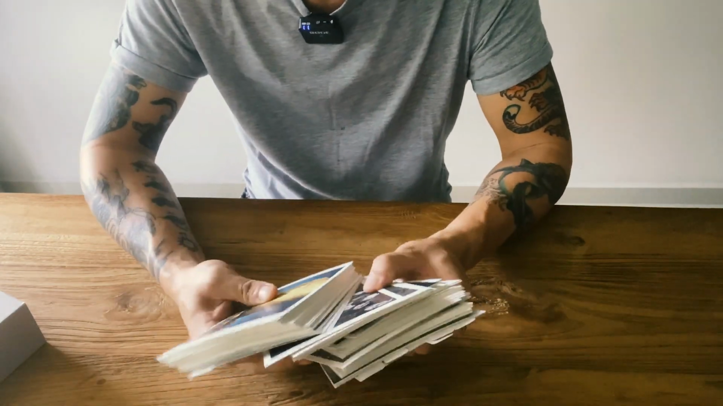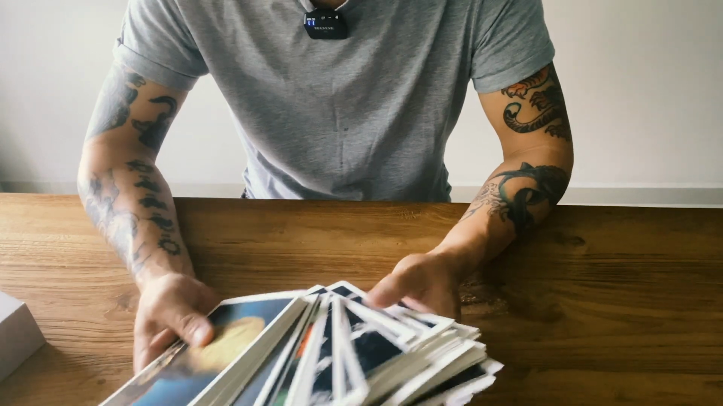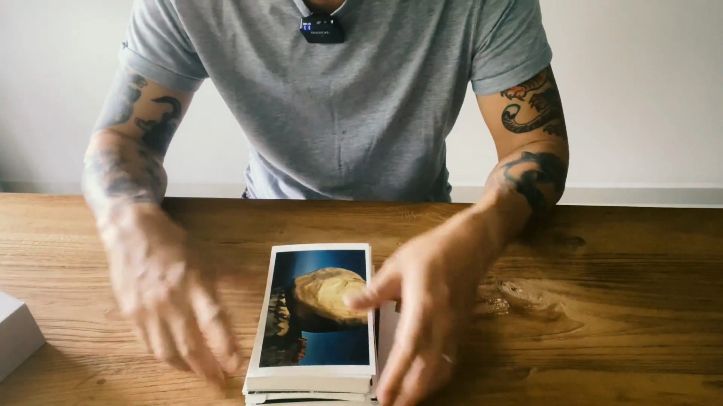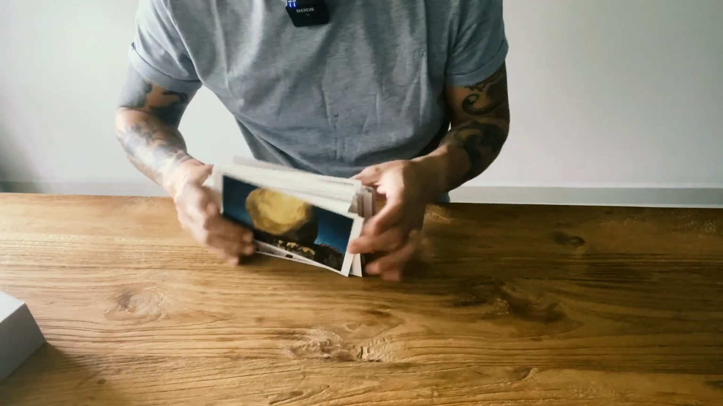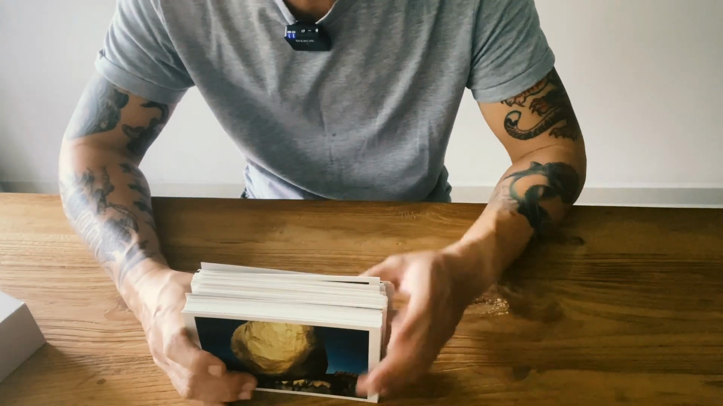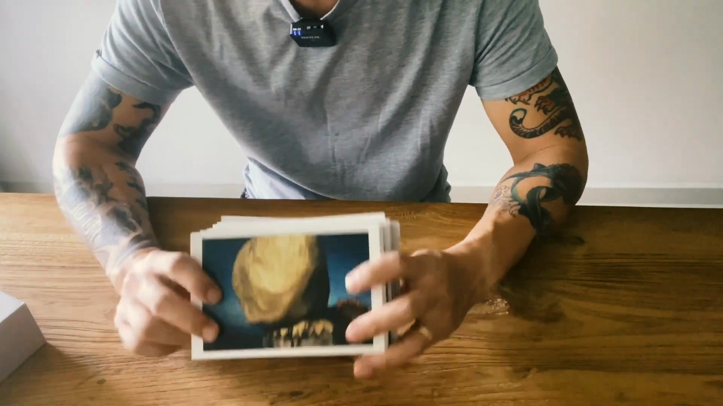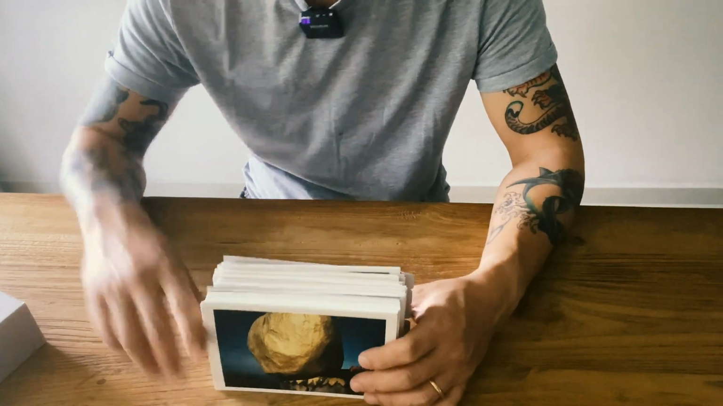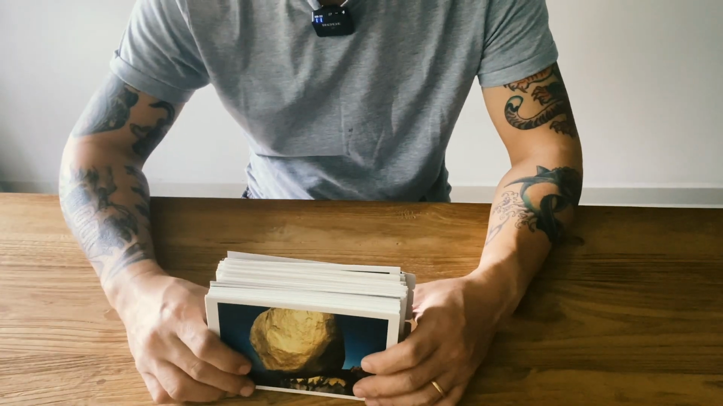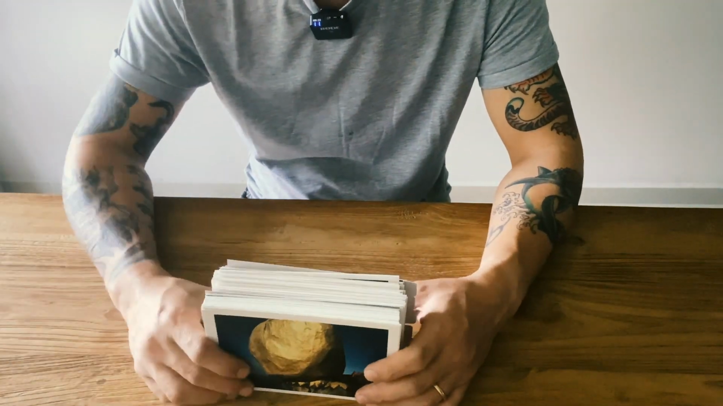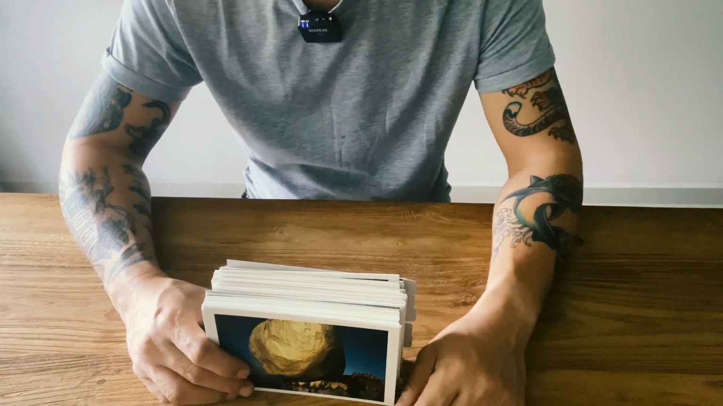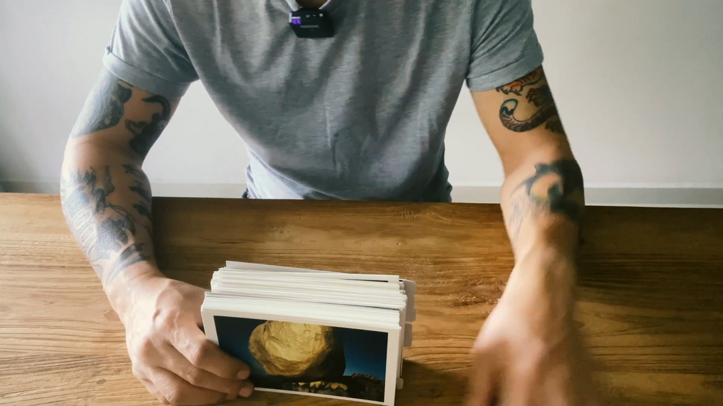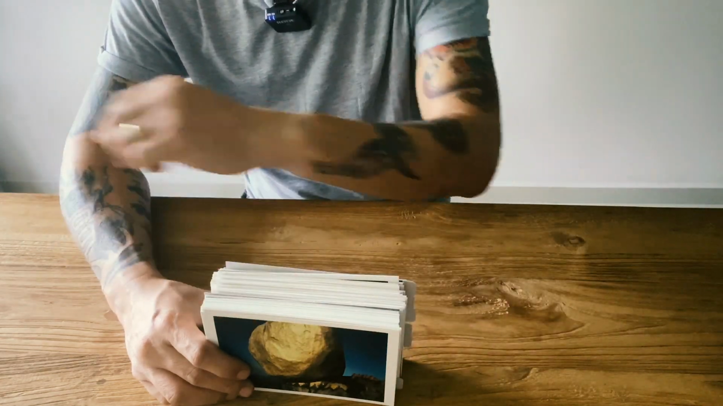So what I'm gonna do today is randomize it. I will randomly pick one key image and try to make two different edits of five images, like a five picture edit. Basically, pick one key image and then pick five other images from the pile randomly to form a sequence.